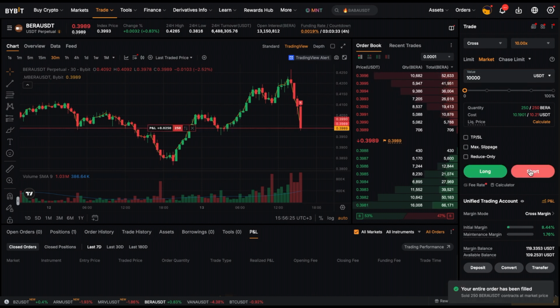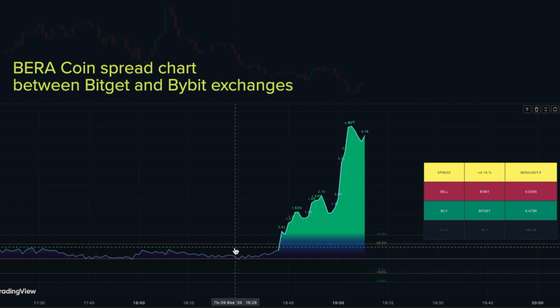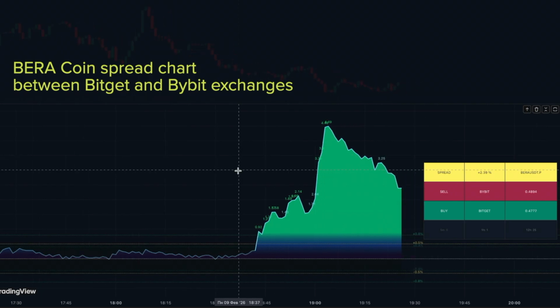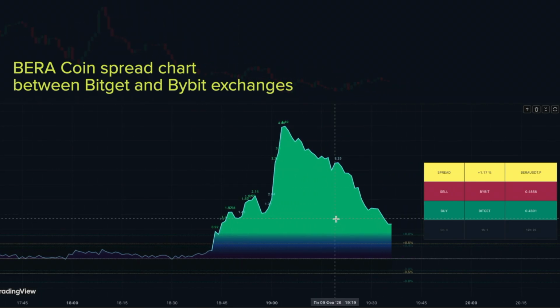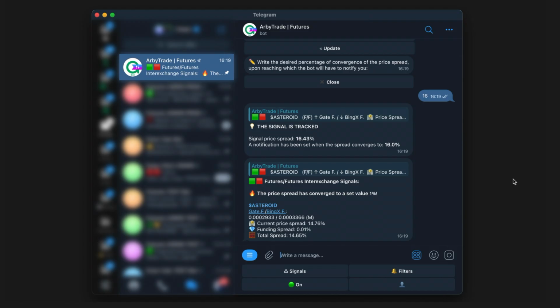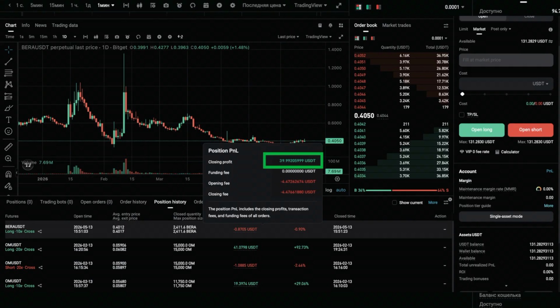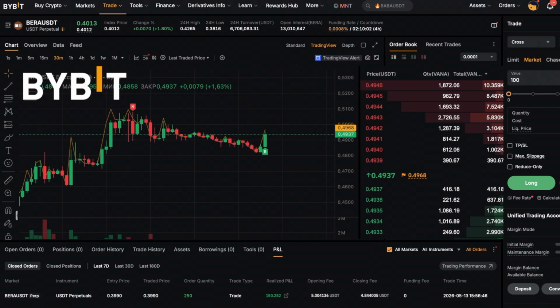Since the price slightly dropped after opening, the long is currently showing a small loss. We opened a short on Bybit for almost the same amount, nearly 10,000 coins. The short is showing a profit right after opening. Let's observe the spread movement in real time. The spread reached 1%, and at that moment the bot sent a notification. Both trades can now be closed. The long on Bitget showed a small profit of plus $30. The short on Bybit brought plus $150.